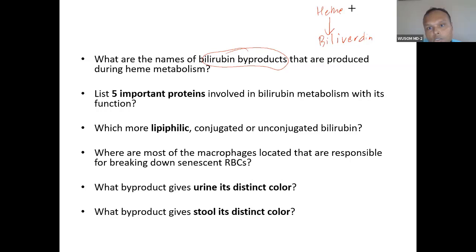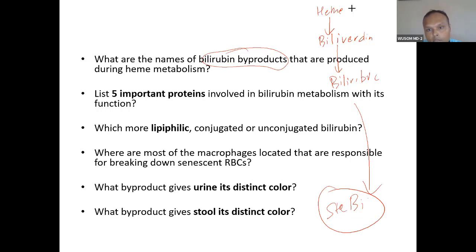Okay, that is actually biliverdin. Actually, heme converts into biliverdin, and then it converts into bilirubin. This is heme catabolism, and ultimately bilirubin. Okay, stercobilin, that's good. Stercobilin can be, but it is not a byproduct. It is a product from heme catabolism. The ultimate products are stercobilin and urobilin. The byproduct I have told you is carbon monoxide.